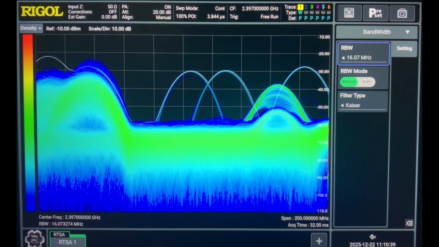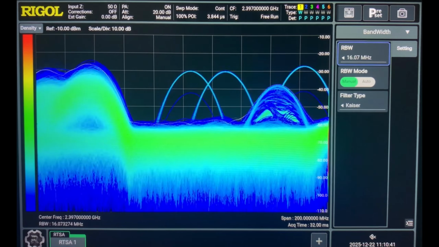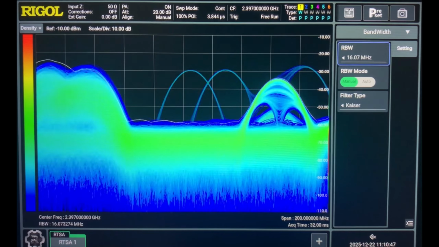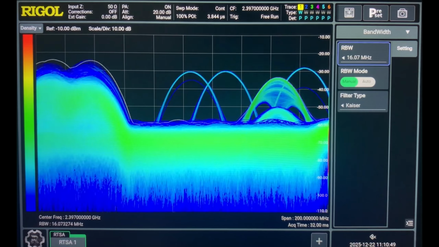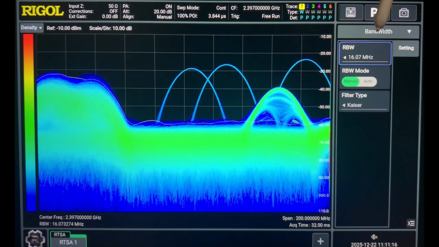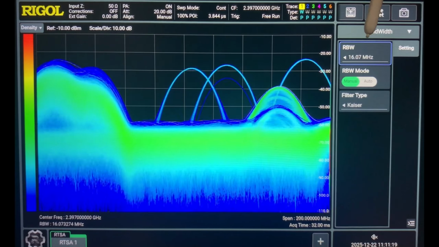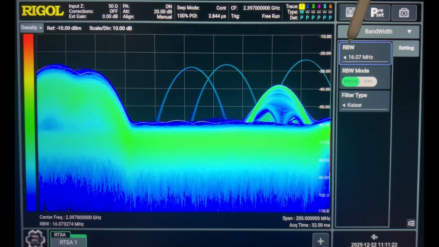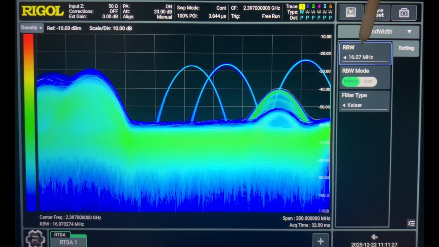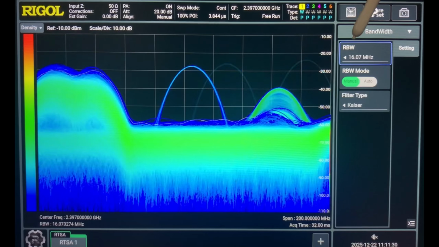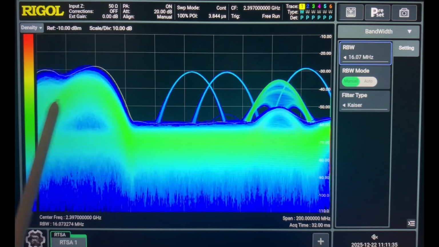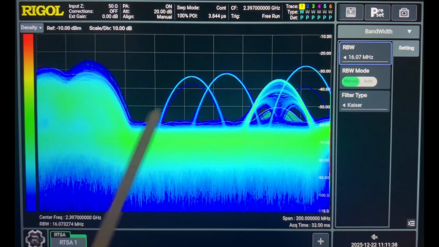RTSA does not mean unlimited bandwidth. There is always a real-time bandwidth limit. Signals outside this range are not processed in real time. Similar to a normal spectrum analyzer, for a real-time spectrum analyzer, the RBW makes a lot of difference. Now the RBW is 16.07 MHz. The signals you see here are not clearly separated.